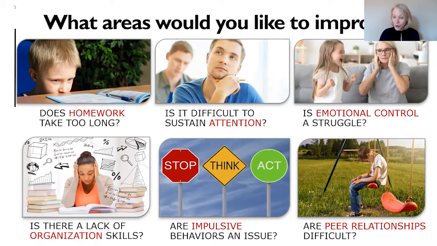Sandy says she's here for her son. They want to work on emotion control and homework. Sandy wants to improve organization and sustained attention. Gail, organization, homework, attention for students. Lark wants to work on following directions. Impulse control is also huge. Greg, organizational skills and impulse control.